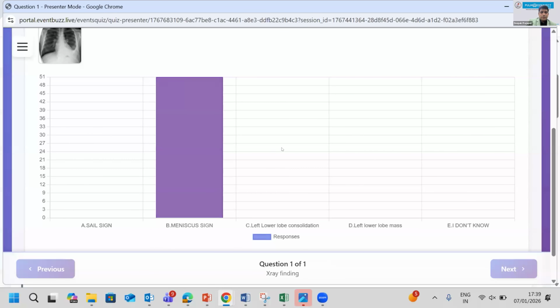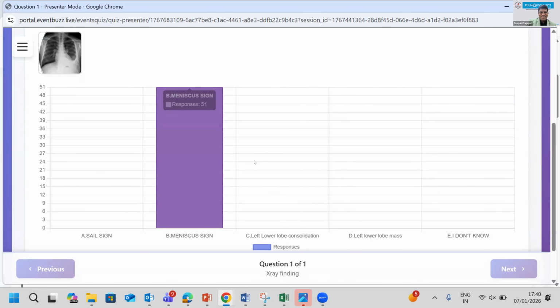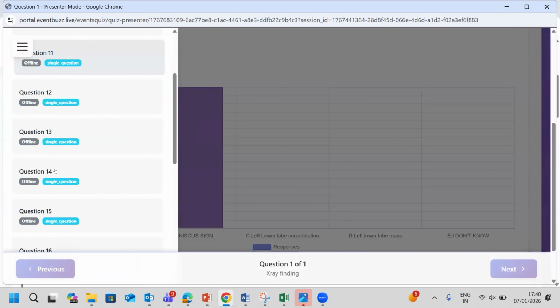So whosoever answered till now, they answered for the meniscus sign. So can we go onwards for the second question? Yes, sir, sure.